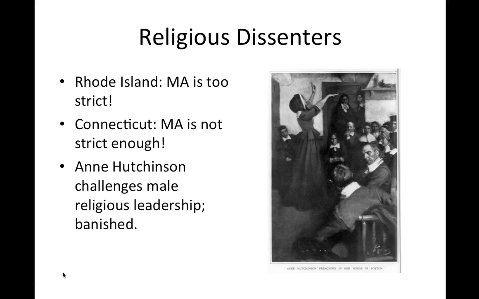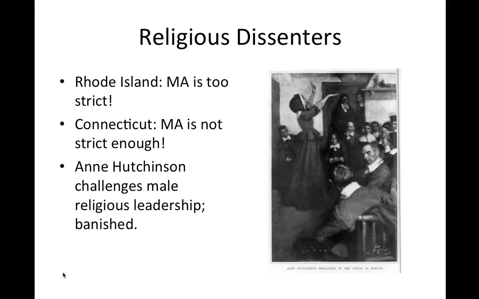Connecticut takes the opposite approach. Connecticut is, by 1636, a little annoyed that Massachusetts is so loosey-goosey, so they go and establish a much more strict Puritan society. New Hampshire also was technically established before Massachusetts, but it was a failed colony until religious dissenters, both of the Roger Williams variety and the Connecticut variety, started to filter into that area.